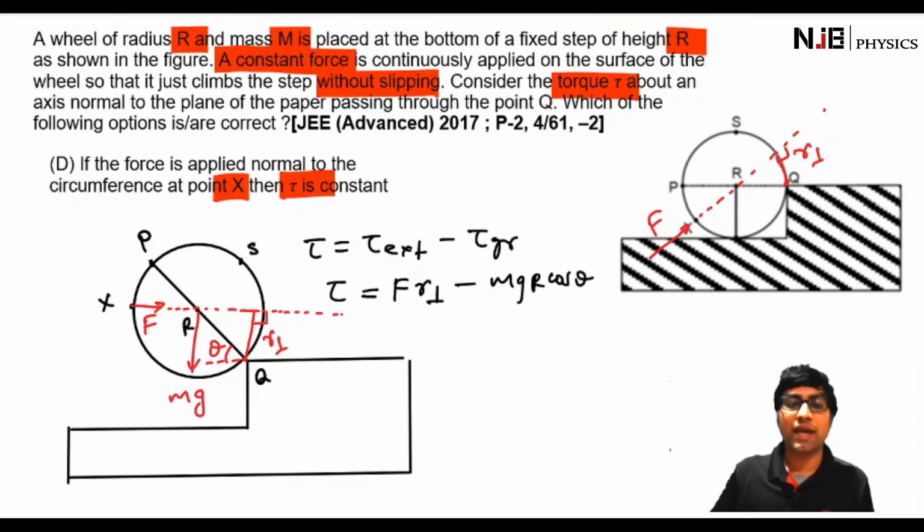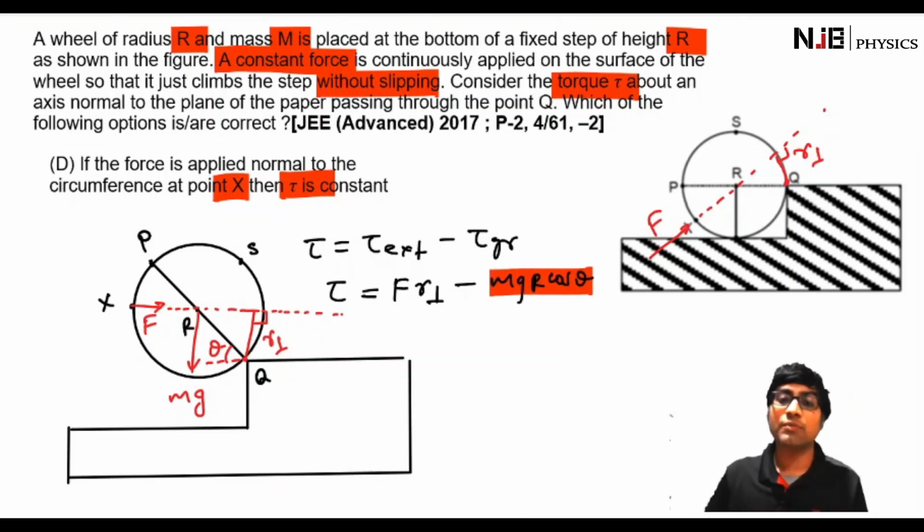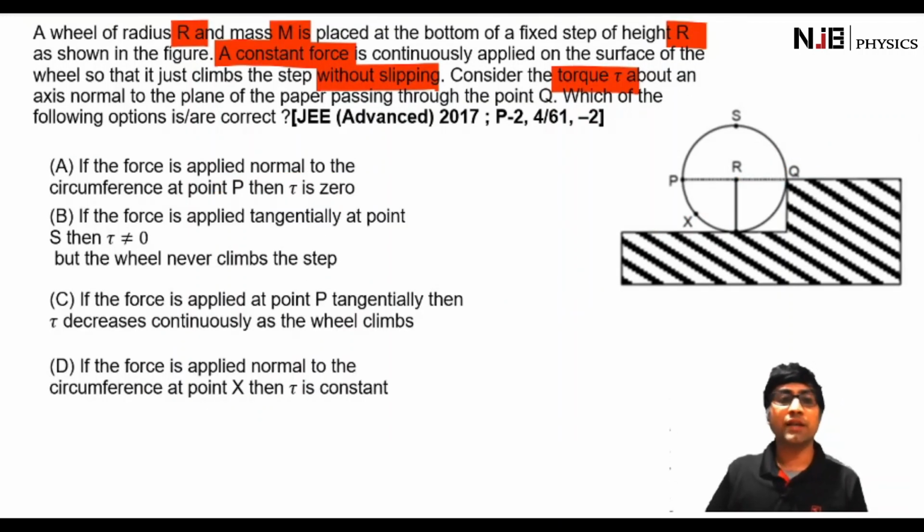So you can see that the torque or net torque on this rigid body about the point Q is going to change with time because angle theta is changing, theta is increasing. In fact, if the angle theta increases, the second term is going to decrease. If the second term is decreasing, that means the torque is going to increase. So it is not going to remain constant as written in this option D, and this is the reason why this option D is also going to be incorrect. So finally, the correct answer to this question is option A only.